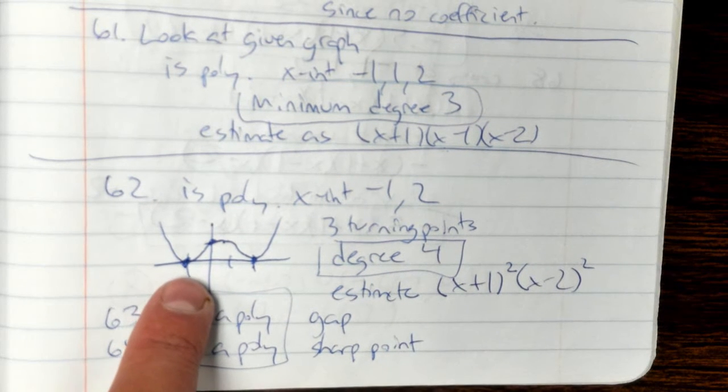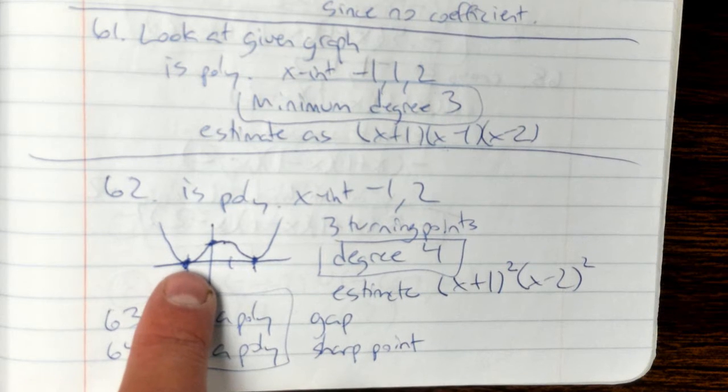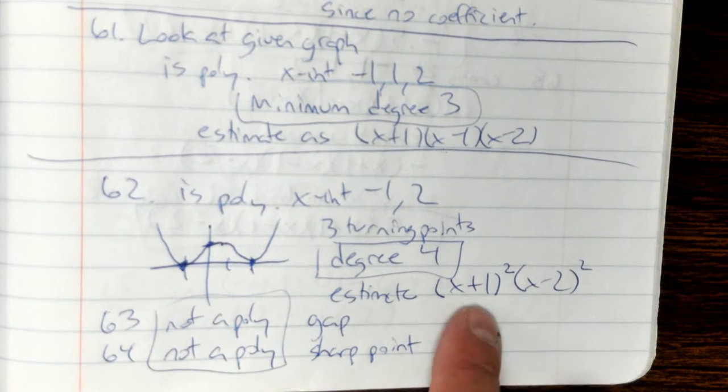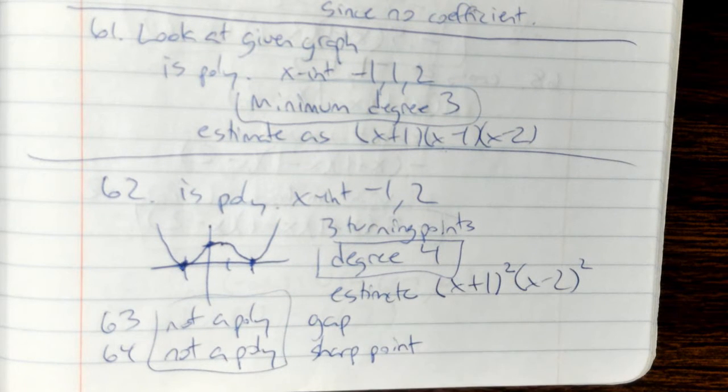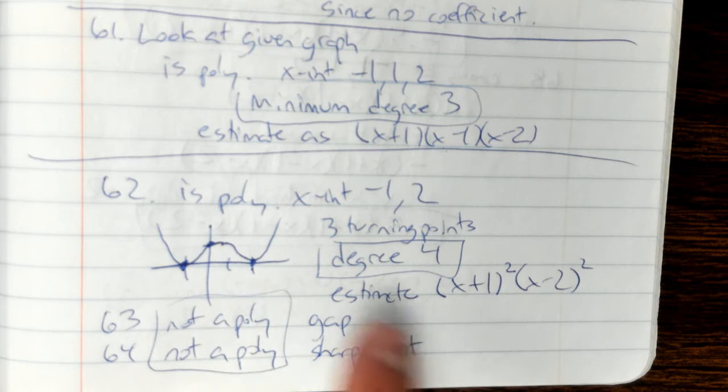So remember that if it touches or bounces, that it would have even multiplicity. So this at -1 really changes to x plus 1, and then we square it. And same thing on this one. If we have x minus 2, it's right 2, and we square it. So that's your estimate.